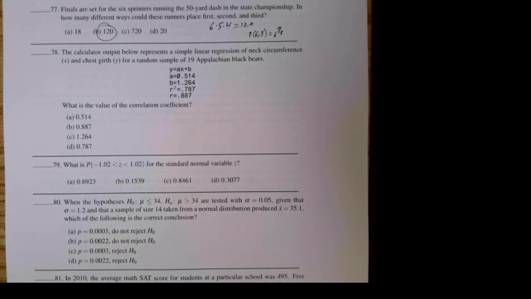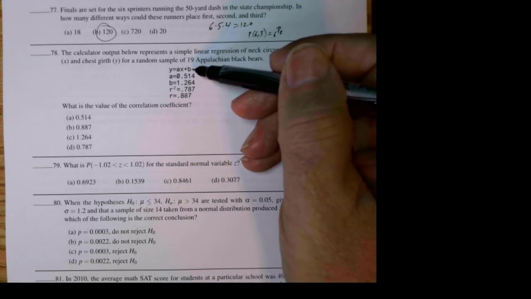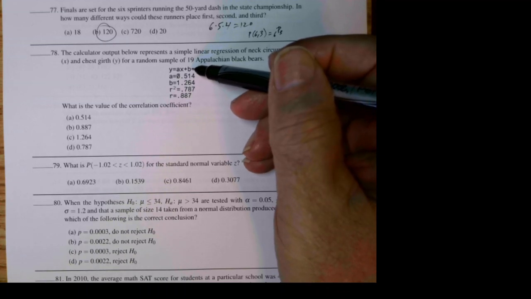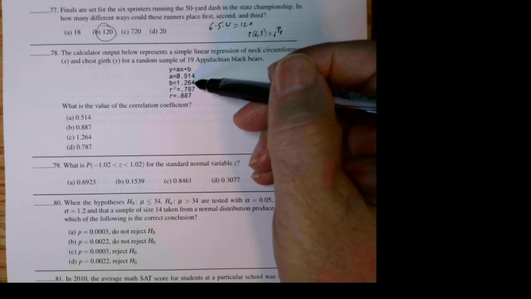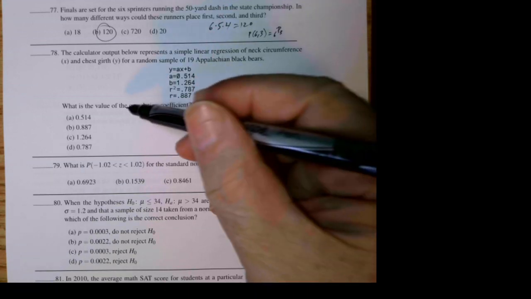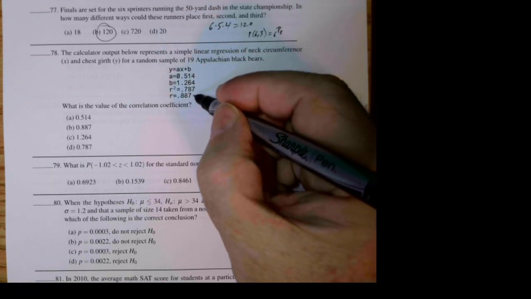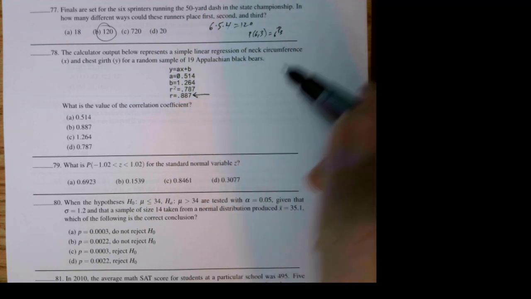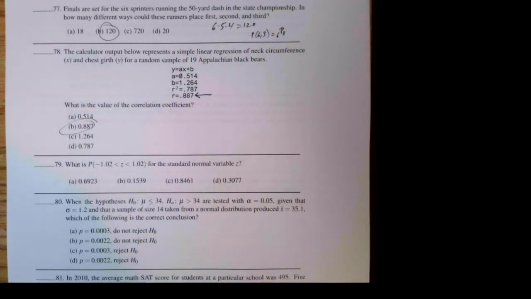78. The calculator output below represents a simple linear regression of neck circumference, x, and chest girth, y, for a random sample of 19 Appalachian black bears. And it's the usual output. There's the form of the regression line. There are the coefficients a and b, slope and intercept, and r and r squared. What's the value of the correlation coefficient? Well, the correlation coefficient is r, so it's 0.887.